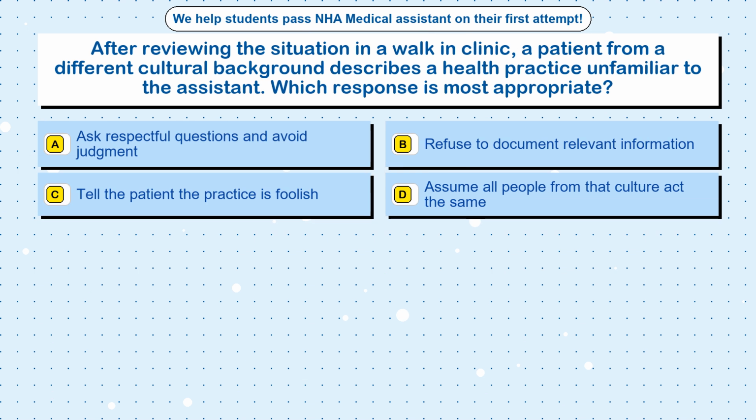Question 7. After reviewing the situation in a walk-in clinic, a patient from a different cultural background describes a health practice unfamiliar to the assistant. Which response is most appropriate? Option A. Ask respectful questions and avoid judgment. Option B. Refuse to document relevant information. Option C. Tell the patient the practice is foolish. Option D. Assume all people from that culture act the same.